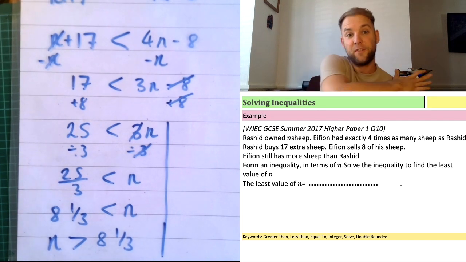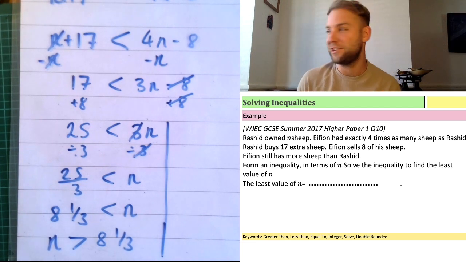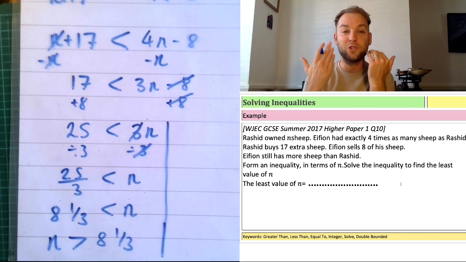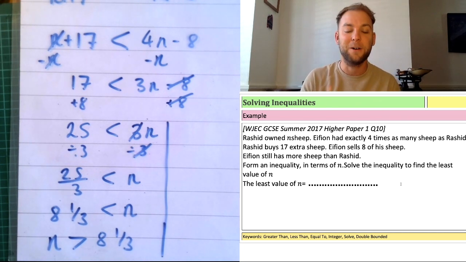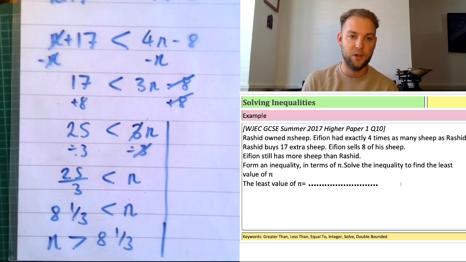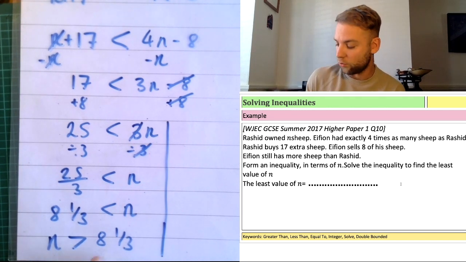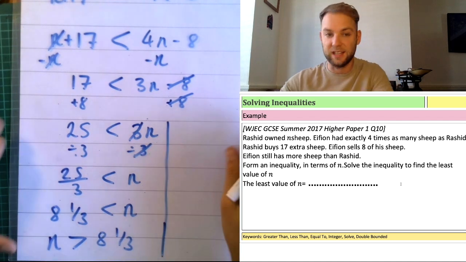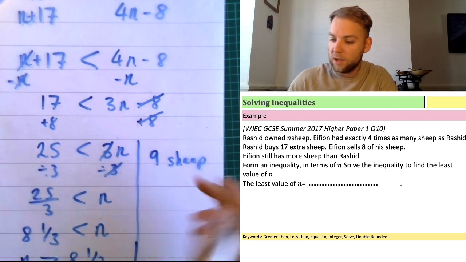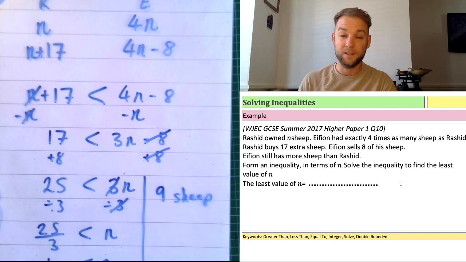Well, if n is everything which is greater than 8 1/3, we can't have 8 1/3 sheep. We're not going to chop a sheep into 3, okay? So we've got to think about what's the first integer. My first whole number which is greater than 8 1/3 is 9. So the answer is 9 sheep. The smallest amount of sheep that Rashid can have is 9 sheep. Brilliant.